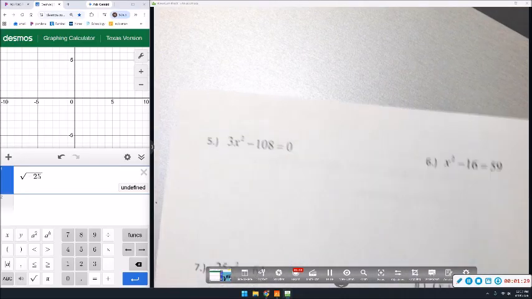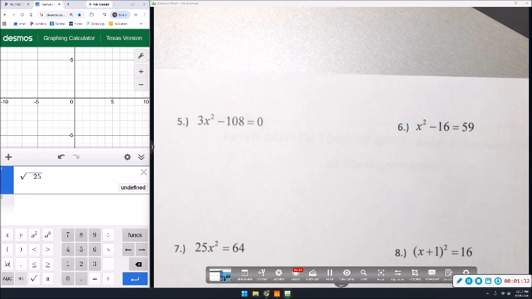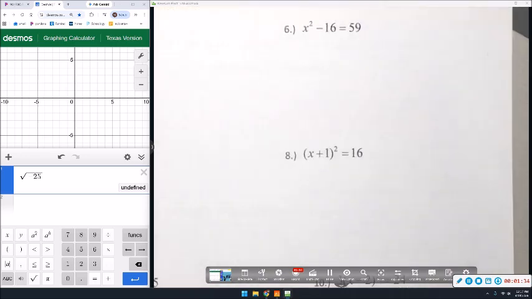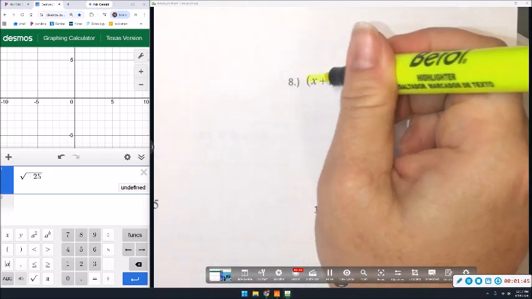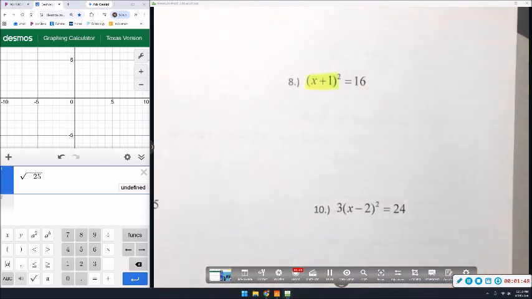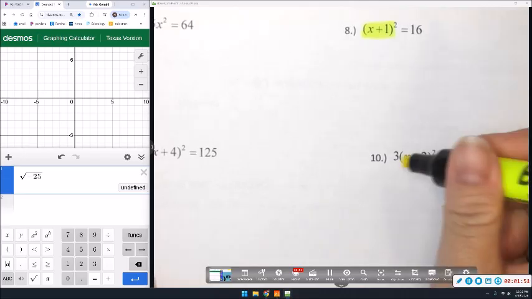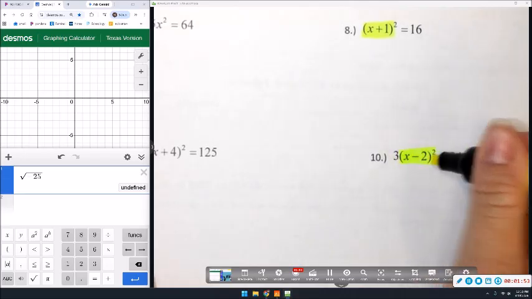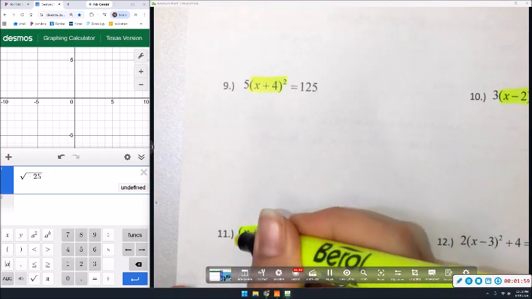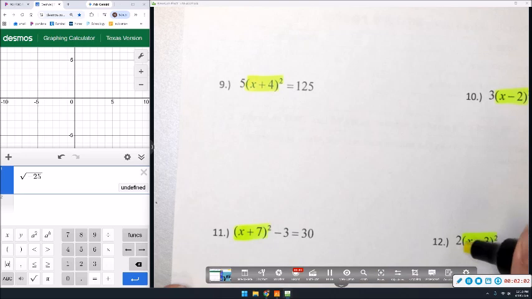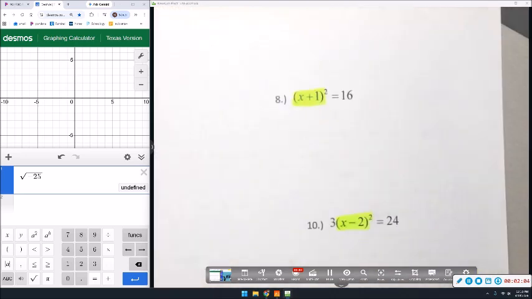Okay, so let's look at number 5. Actually, we're going to skip to number 8. What's different about number 8? It has parentheses. But remember, I said we're getting whatever squared alone. And isn't this whole parentheses squared? Yeah, so as I highlight what's squared, it's the whole parentheses. So I have to get that by itself.